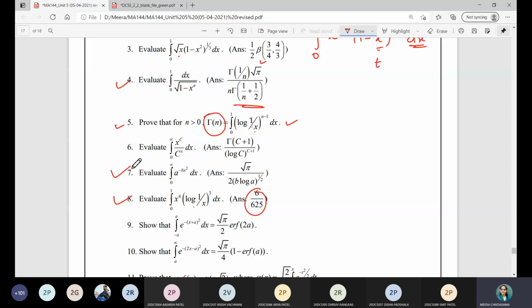Okay, let us consider now the 7th one. Integral from 0 to infinity, and the integrand is a raised to b minus b x square dx. What will you do in this? You have to solve it, try this example. Yes, ma'am. Okay, do it. I am giving you 5 minutes to complete this one. Then I will solve it.